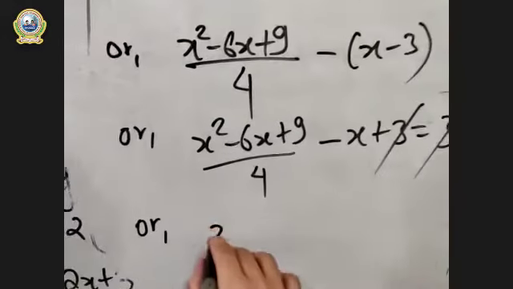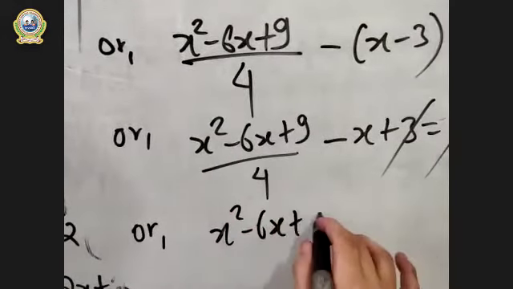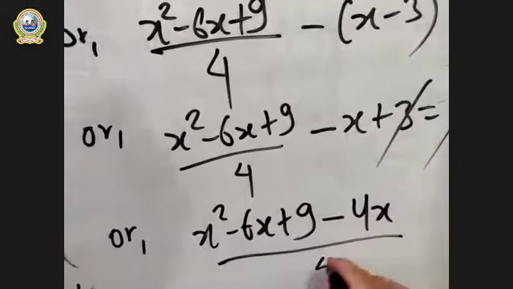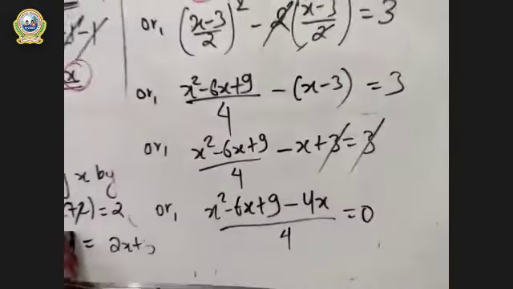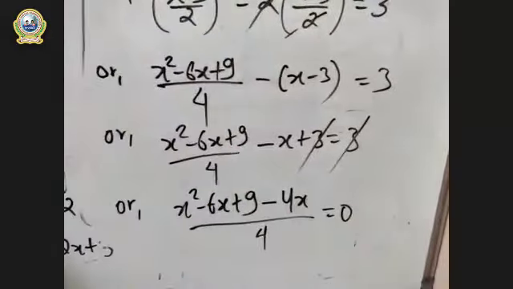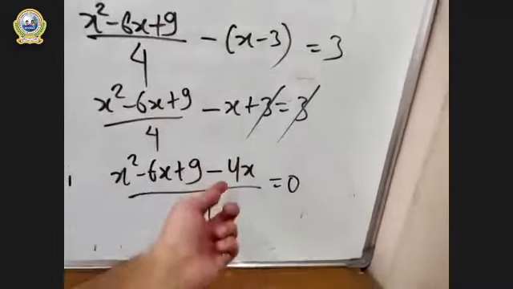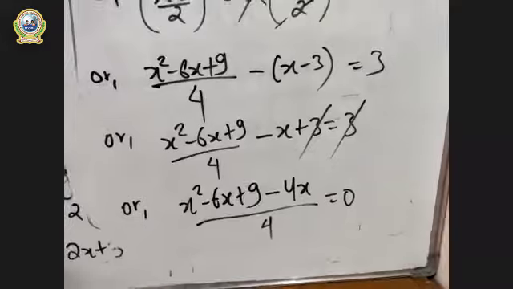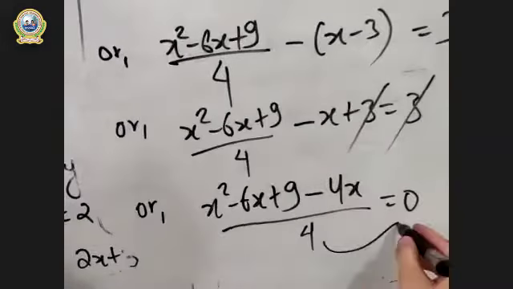It will be x square minus 6x plus 9 minus 4x by 4, right? It is equal to 0. Are you getting the solution? Look here. These two 3's are cancelled. Now take the LCM. 4 into minus x will be minus 4x, and the denominator is 4 as it is. Now it is very simple, right? Multiply this 4 with 0.